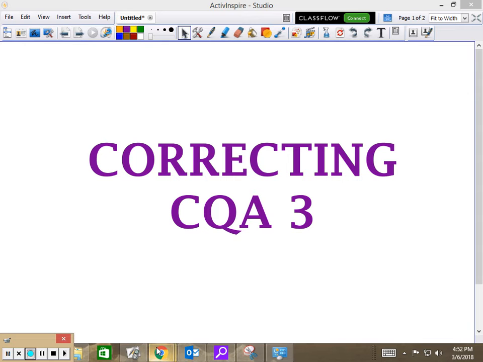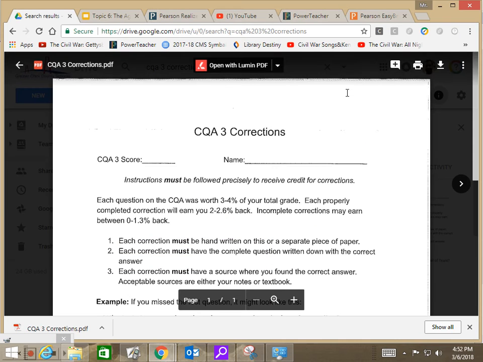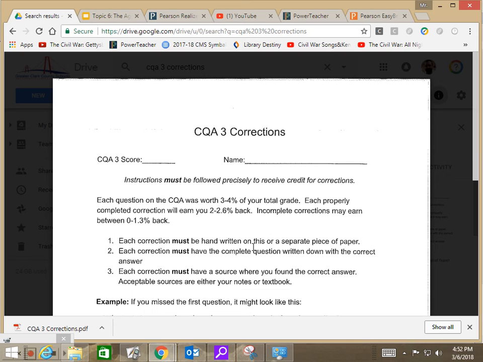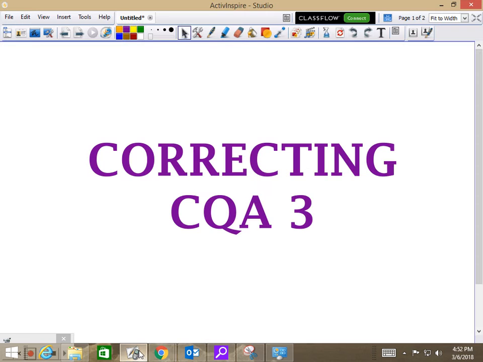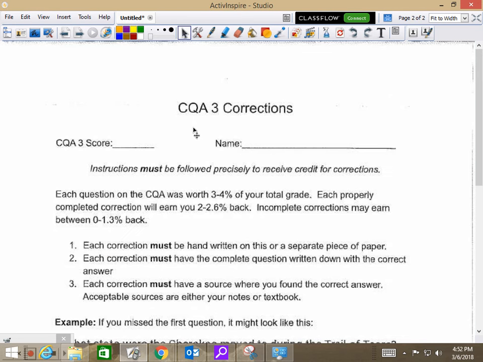So the first thing you will need to do is, in our Google Classroom, open this document as an example, or you can pick up a paper copy of it from the front of the room. In fact, I would recommend picking up a paper copy of it from the front of the room. It's titled CQA 3 Corrections. Make sure you put your name on it here. And it's helpful if you have your CQA score here, but it is not required.